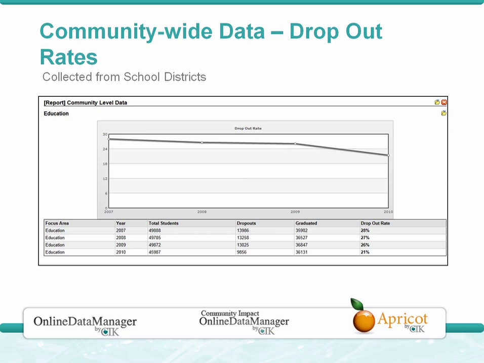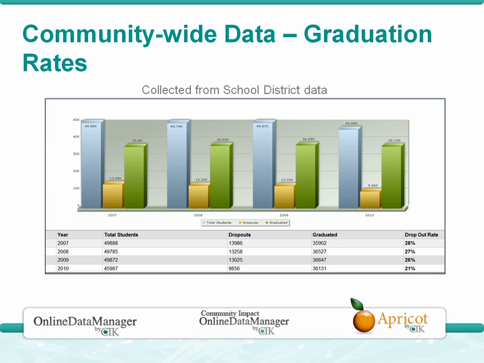If we're looking at school district data, here's an example of tracking dropout rates over time. We're also looking at total students, dropouts, those graduated, and the dropout rates, so you can begin to collect that and report that. By the way, all of these graphs were generated through our software at CTK and our Community Impact ODM system.